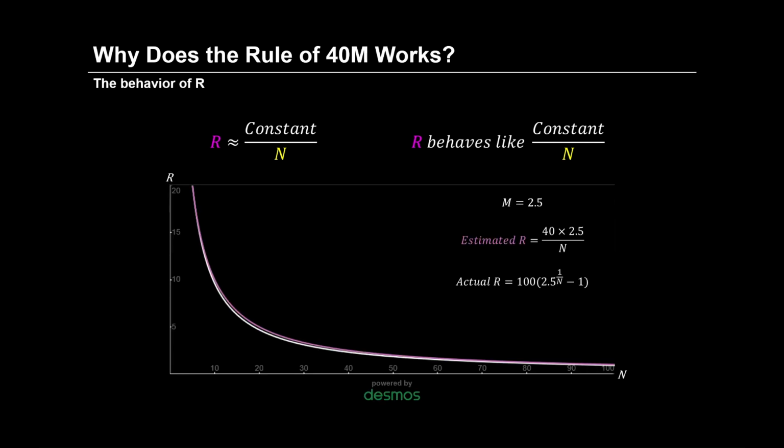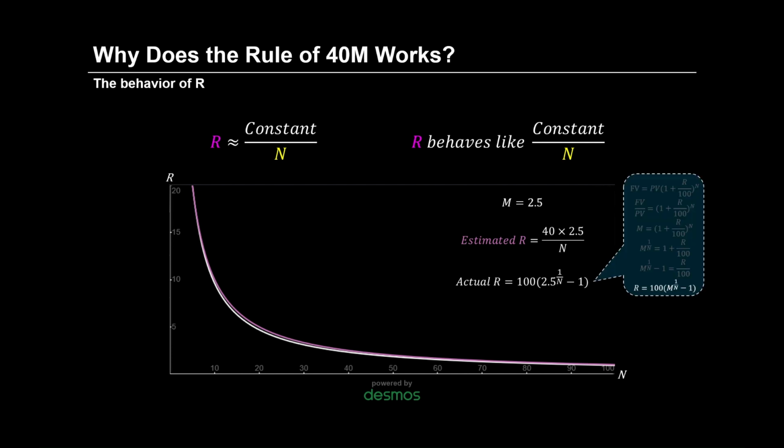And it is indeed the case. Taking m equals 2.5 as an example, the pink curve shows that the estimated r behaves similarly to the white curve, the actual r. The actual r here is just calculated by rearranging the term from the original equation to calculate the future value, which I will not go into details.